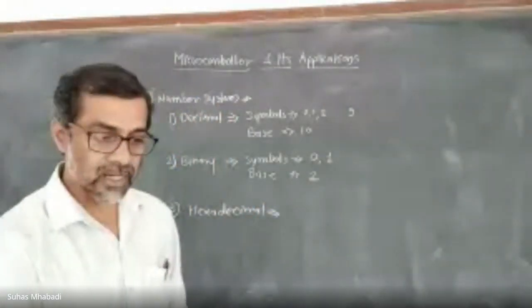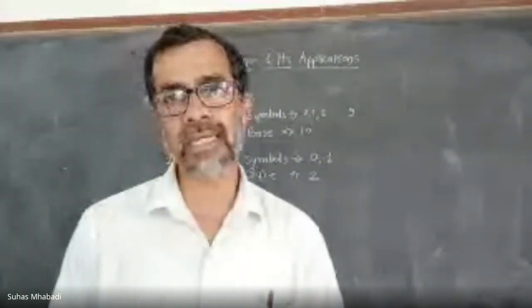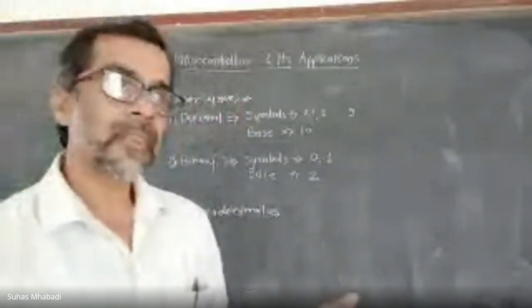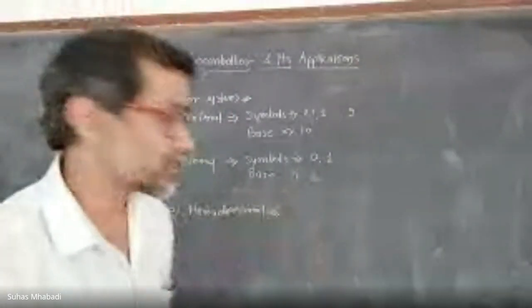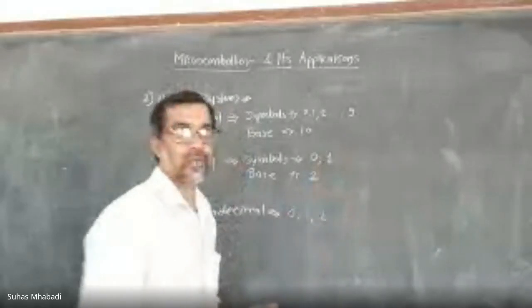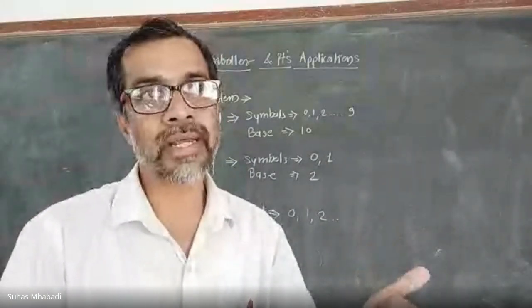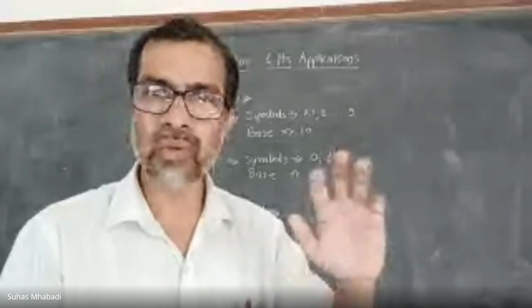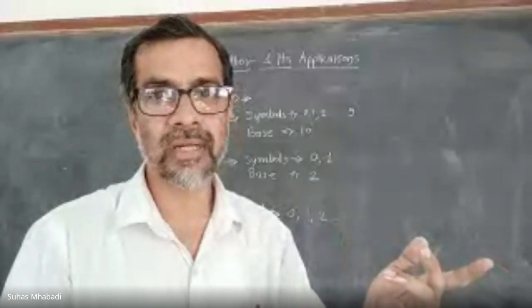Now, the hexadecimal number system, as the name suggests, consists of 16 different symbols. The first symbol is 0, 1, 2, and likewise. So 0, 1, 2, 3, 4, 5, 6, 7, 8, 9 are the single symbols. 10 would be a combination of 1 and 0.